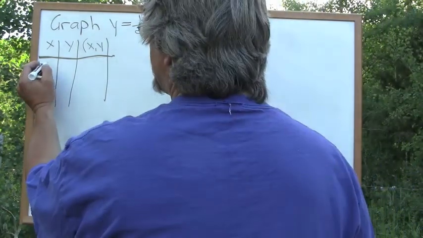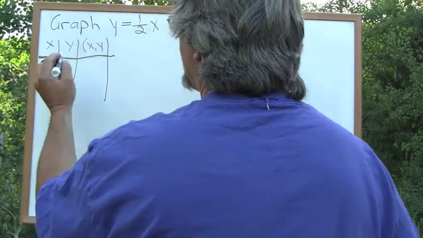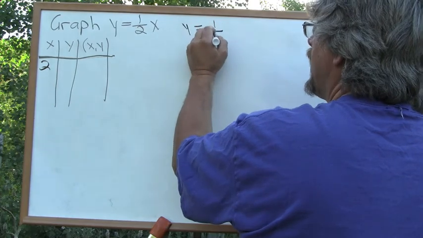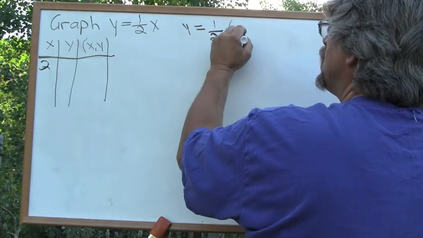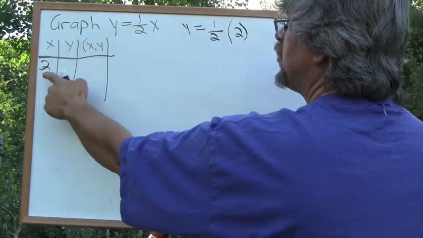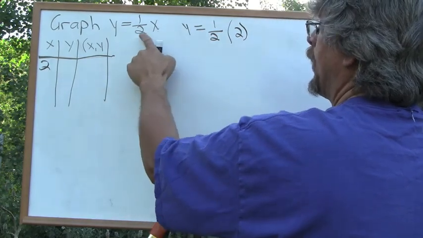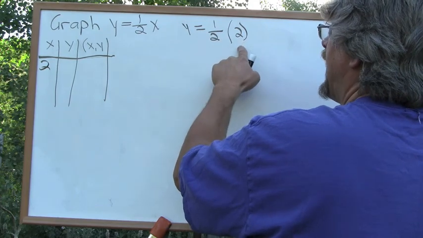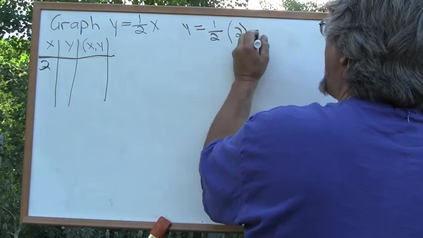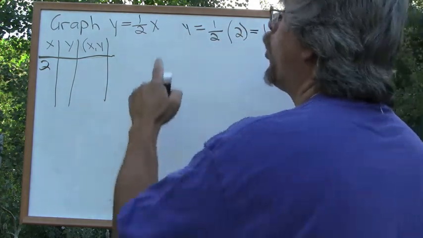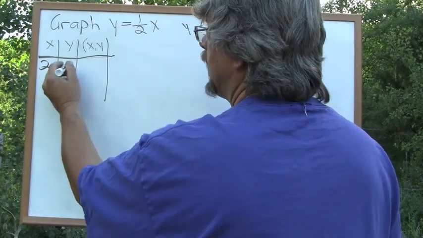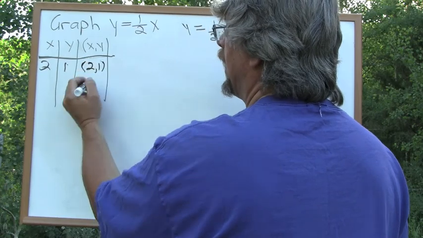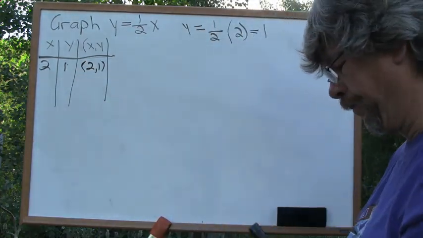So let's choose the number 2 for x. That means that y equals 1/2 times 2. We plug in 2 for x. So 1/2 times x equals y, so we plug it in here, 1/2 times 2. That means y equals 1 when x equals 2. And there's our first coordinate point, 2 and 1. You see how that works?